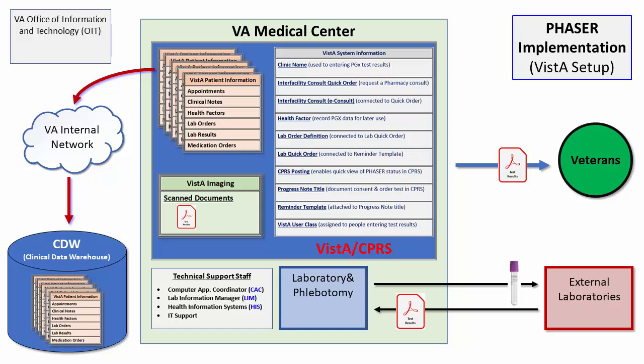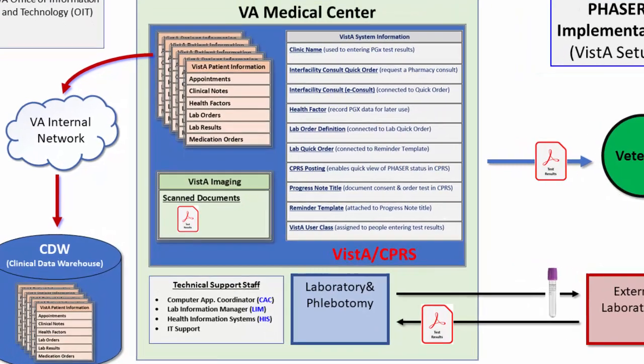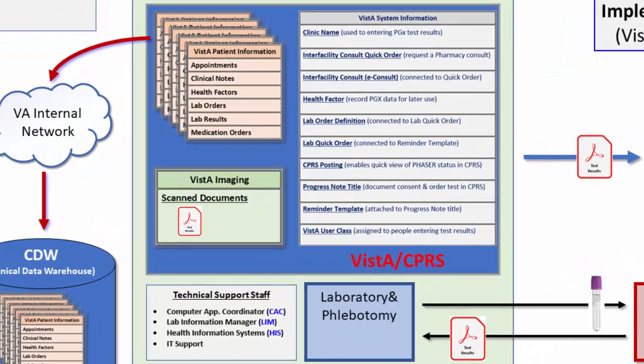The installation steps we'll review now have been summarized for ease of illustration. Details are in the PHASER implementation guide and the VA PHASER template install guide, both of which are available on the PHASER SharePoint site. PHASER implementation can be divided into two general phases: VistA implementation and laboratory setup. This video is focused on VistA implementation. The laboratory phase is discussed in the next video in this series.